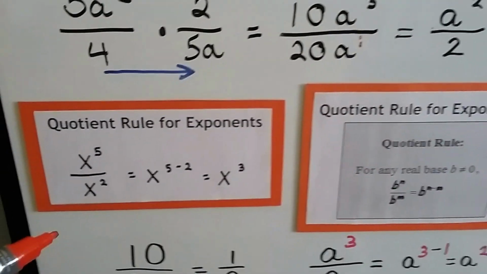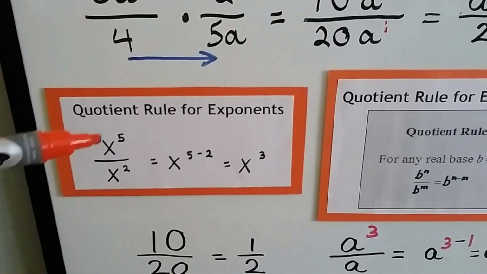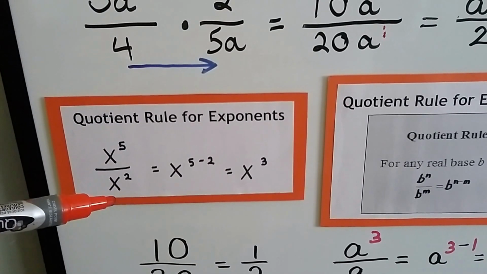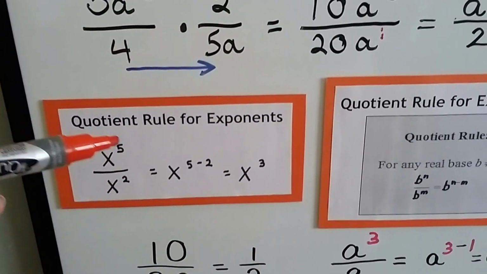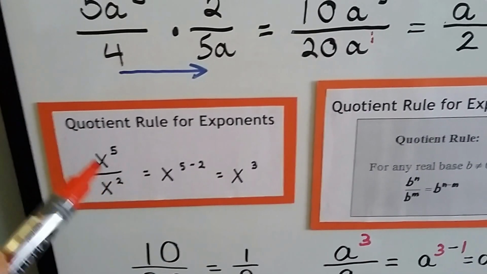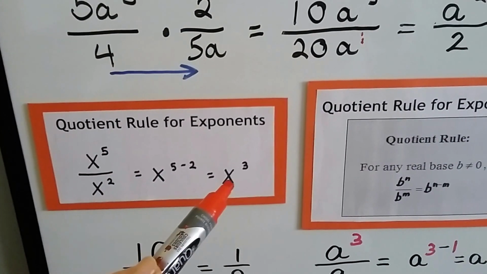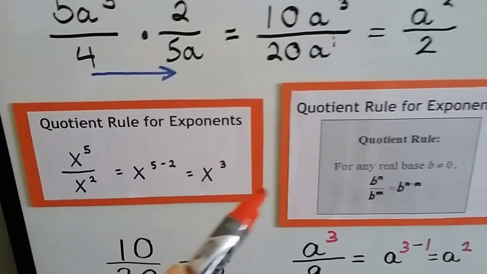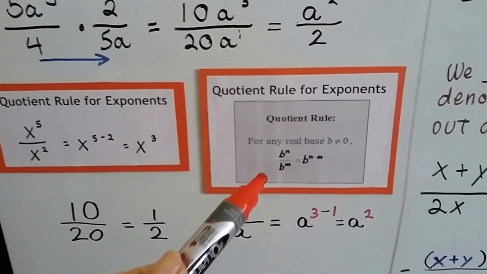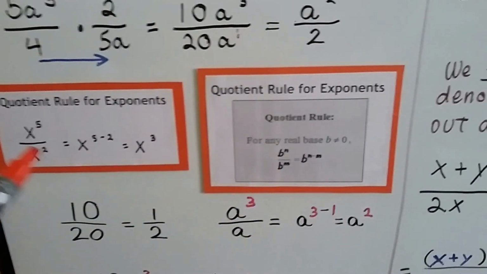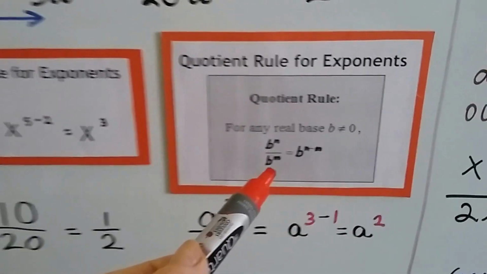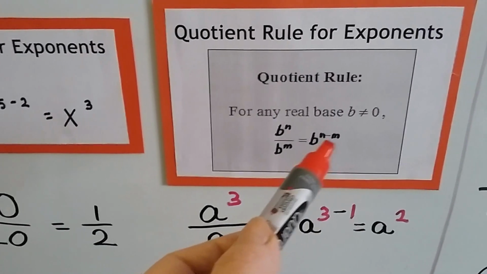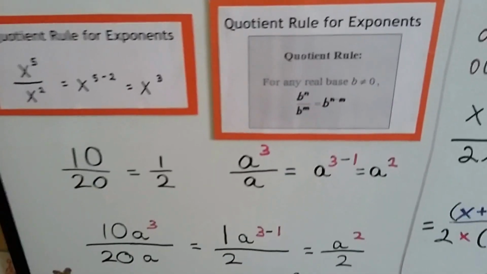So remember, the quotient rule says when we've got the same base number and it's written as a fraction, we subtract the exponent. So this becomes 5 minus 2. So it simplifies to x to the third power. Remember that? As long as the x or the b here is not a 0, we do subtraction. See? So remember that for the quotient rule.